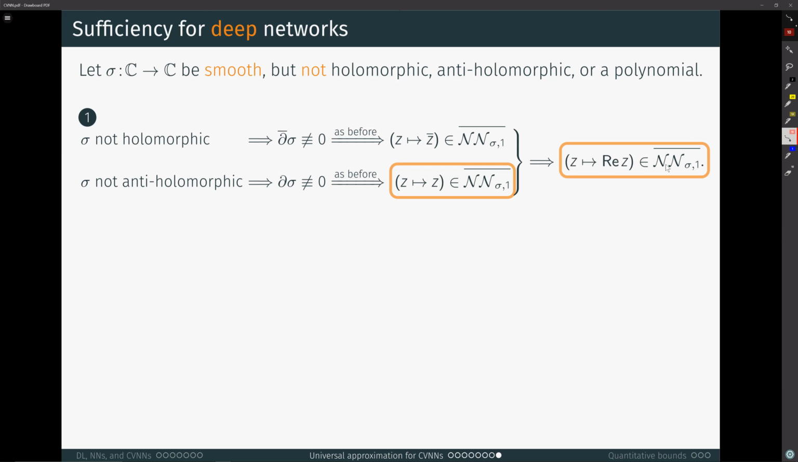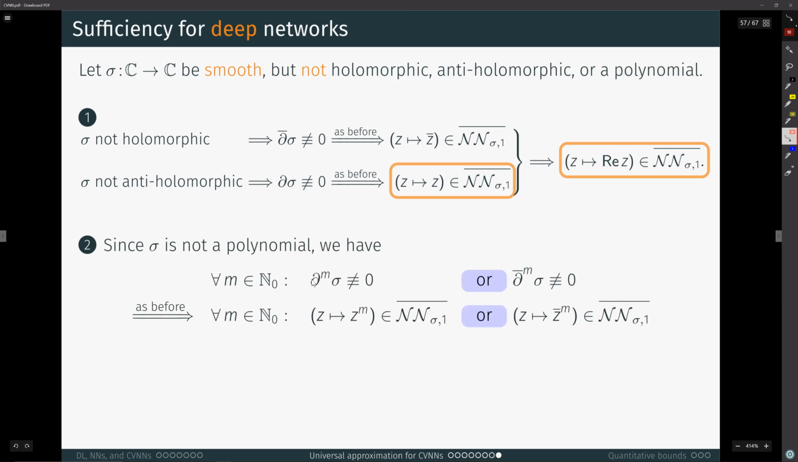Okay, now we have not used up to now that the activation function is not a polynomial. Being not a polynomial, it's not too difficult to see that this is equivalent to having, for each m, either this Wirtinger derivative non-zero or this Wirtinger derivative non-zero. You don't know that both are non-zero, but at least one of the two is non-zero. So if this is non-zero, by the proposition from before, you can approximate using shallow networks the power z to the m. And if this is non-zero, you can approximate z bar to the m.